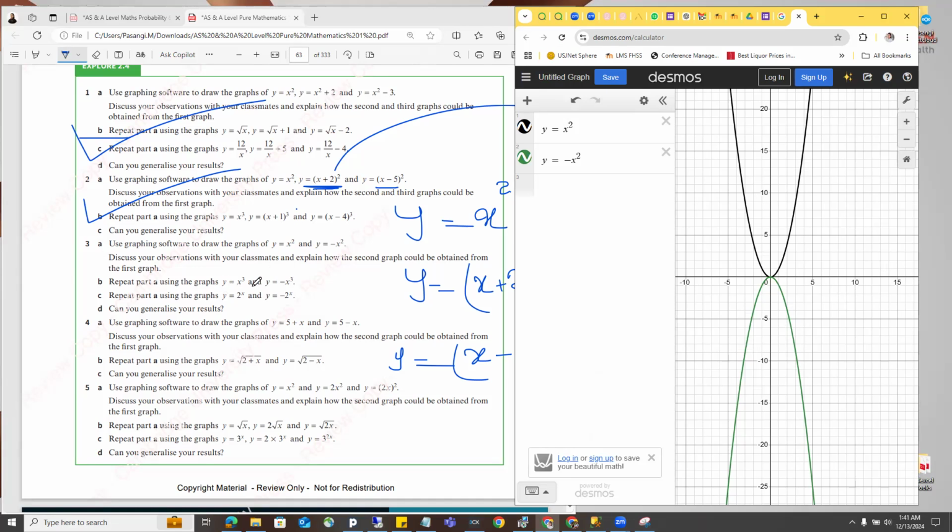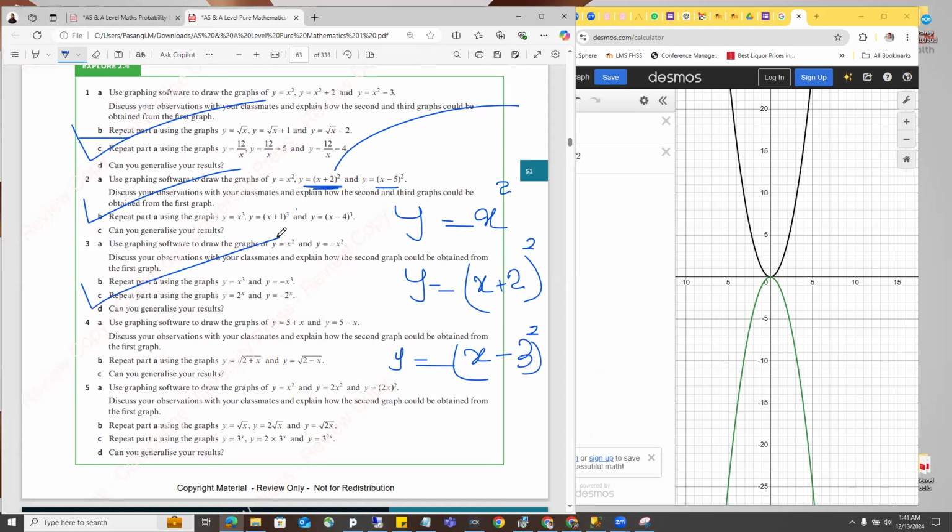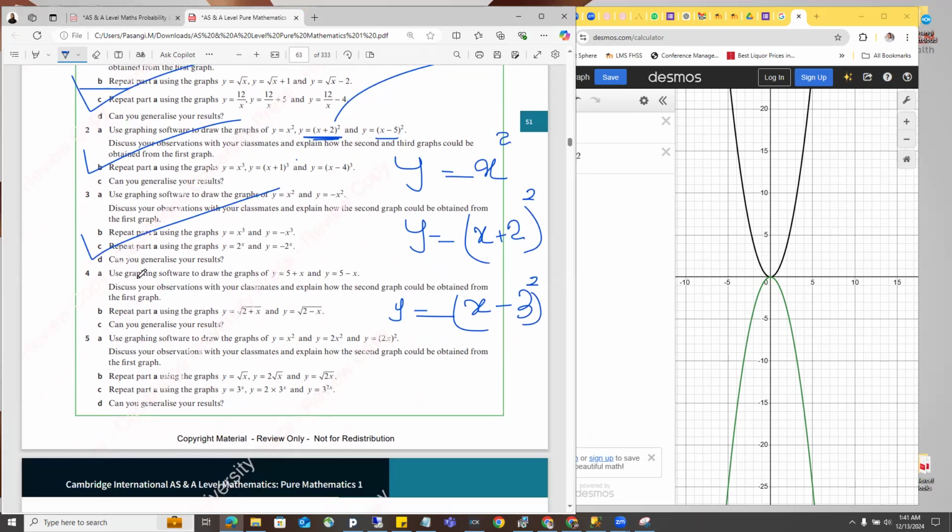Then if it's x cube and minus x cube, that's also the same thing. It will be like this. And yes, that's also done. Now what will happen? Use graphing software to draw these ones. Okay. Now 5 plus x and 5 minus x.